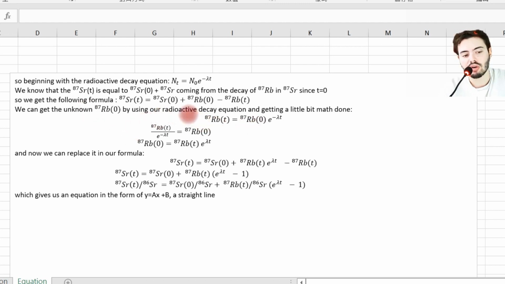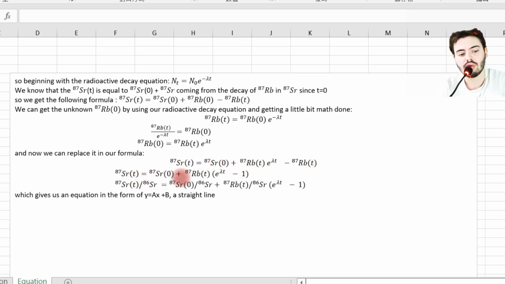By using our radioactive decay equation, we know that our rubidium at our time right now is equal to the rubidium at time 0 times exponential minus lambda t. So, by making a little bit of calculation, we can find the substitute for rubidium 0. Using what we found, we can inject it in our formula to get rid of our unknown, that is the quantity of rubidium at time 0.